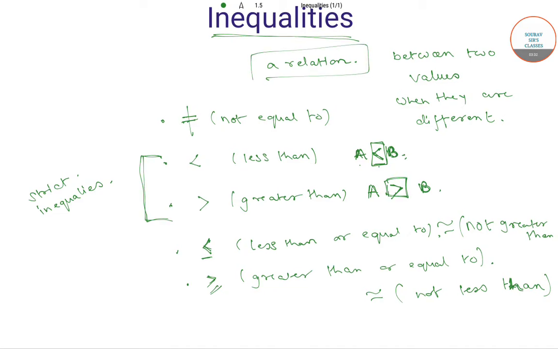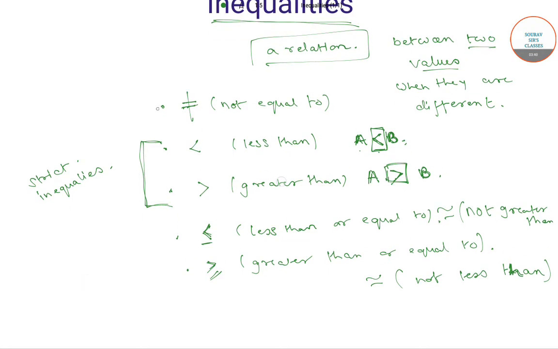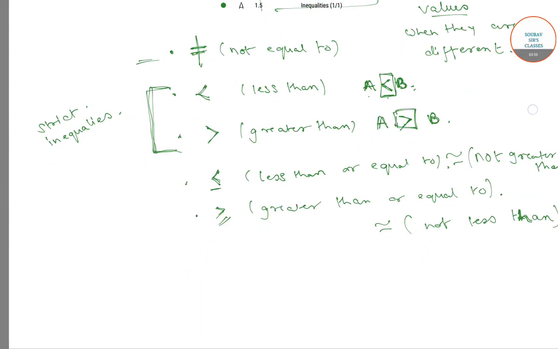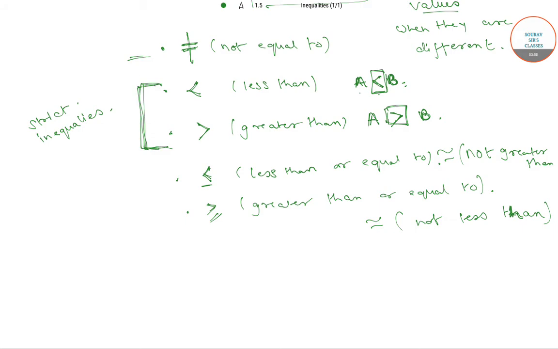It is a relation between two values when they are different, that is, they are not equal. So the first notation is not equals to. Here we cannot determine whether one value is greater or less than the other. Next is less than or greater than. These two are strict inequalities. So we can also add this strict in the definition, that is, A is strictly less than B, and A is strictly greater than B.